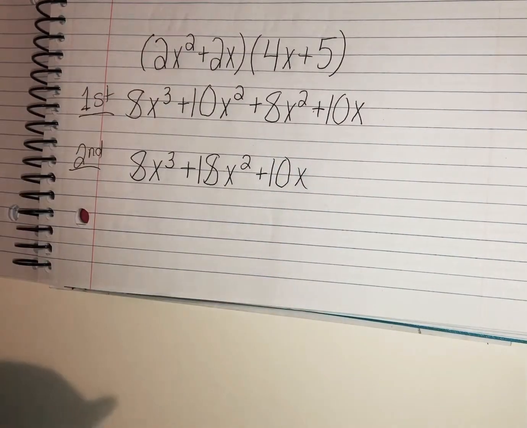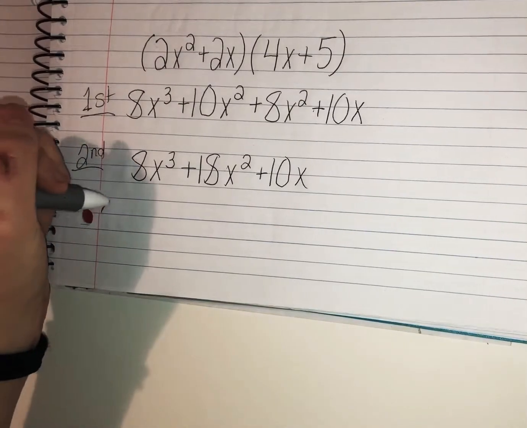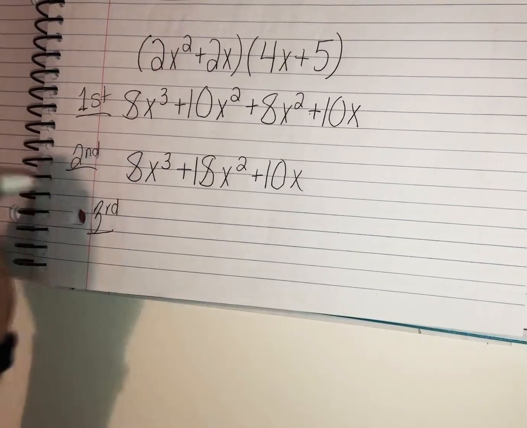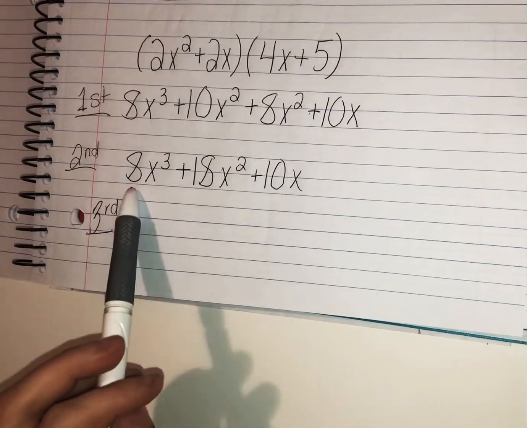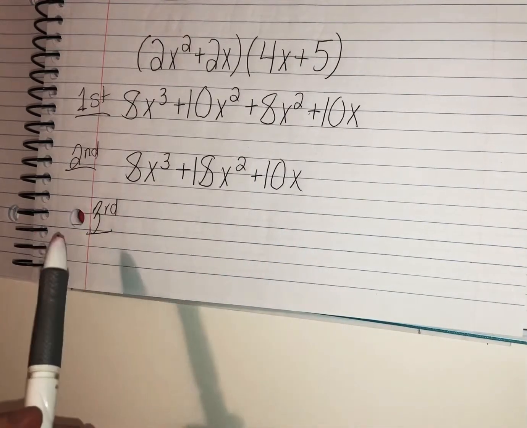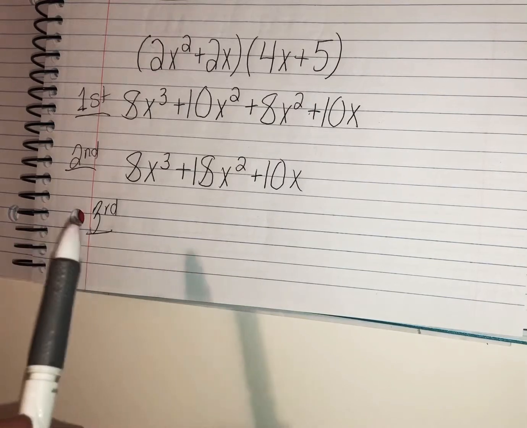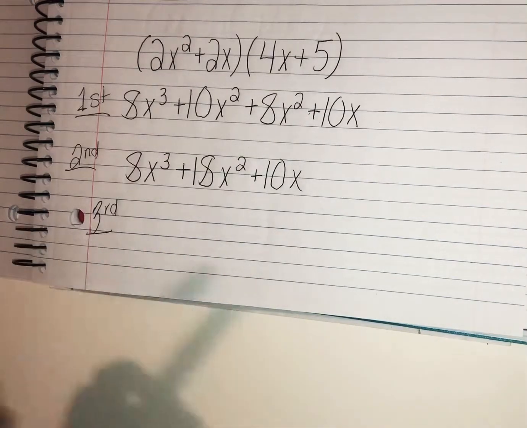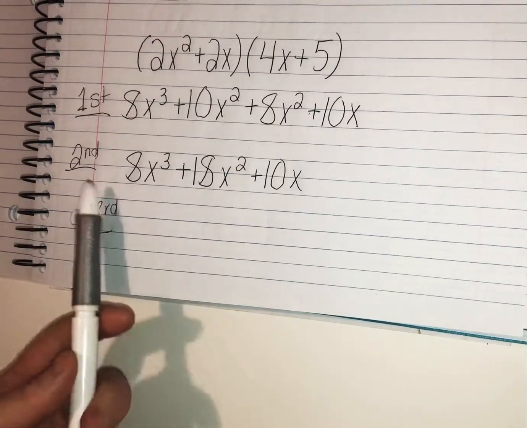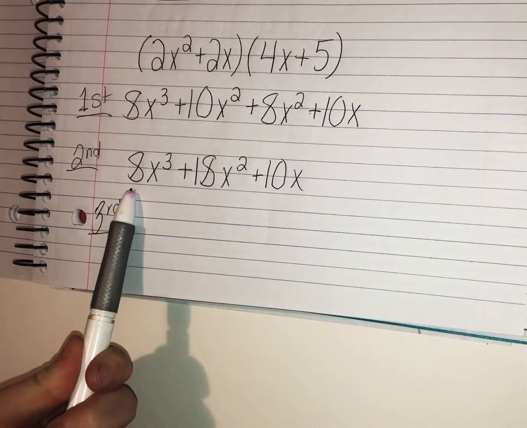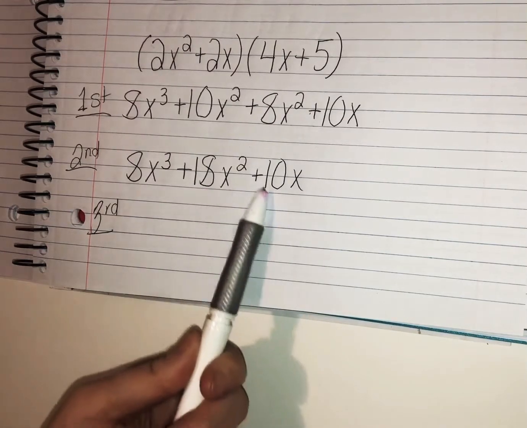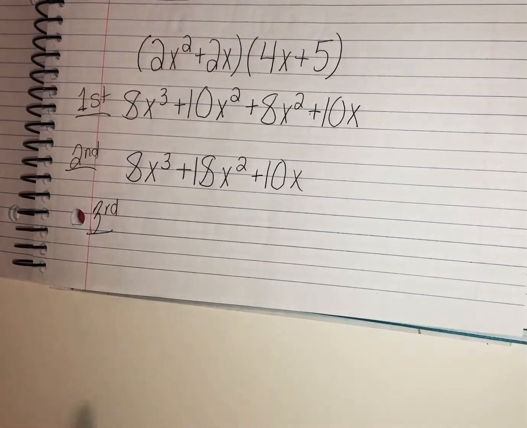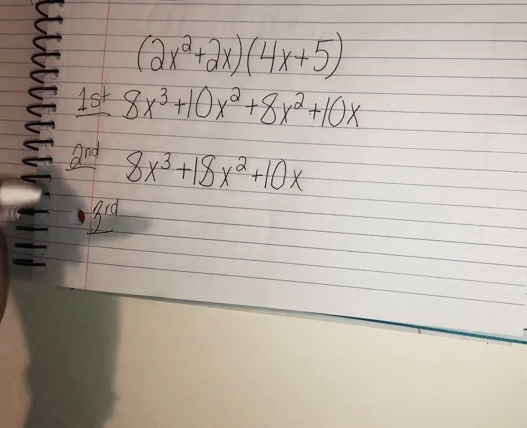So unlike the last one, this one has a third step. And the reason why we have a third step is because we can see that all three of these numbers, first of all, are able to divide by the same number, which is 2, to get a full integer. So I can see here that I can divide by 2 for 8 and get 4. I can divide by 2 for 18 and get 9. And I can divide by 2 for 10 to get 5. So we're just going to do that.